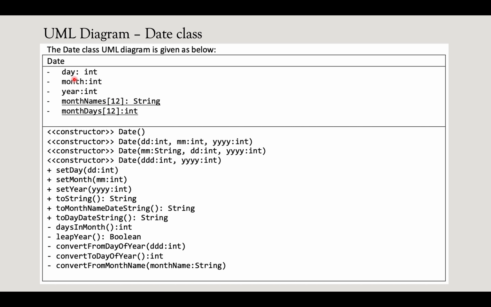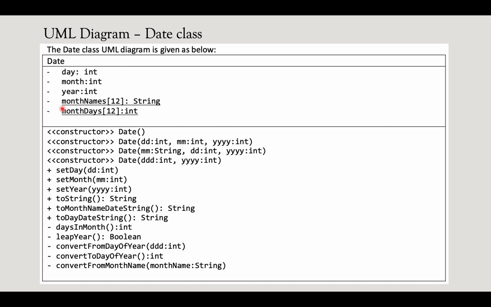This is the UML diagram of our Date class. Your Date class should have these variables: day, month and year, of integer type, and you have arrays: the month's name, which is a string array, and the month's days, which is an integer array. The minus sign means all these variables are private, and the underline means static.